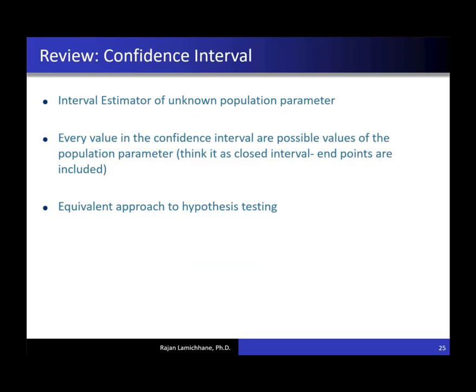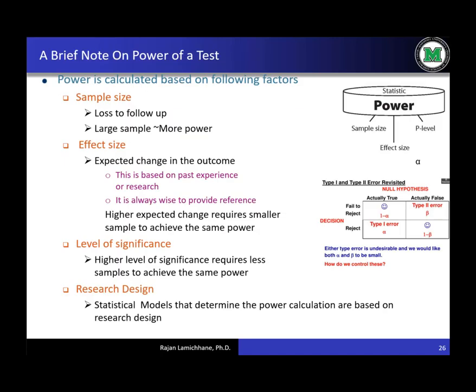Let me just review briefly the confidence interval, what we did last time. Confidence interval is another inferential statistic where we draw the inference based on the interval, and this is also called interval estimation because there are infinitely many values in that interval, and all of those values are possible population parameters. And this is equivalent to hypothesis testing. Now, let me give you a brief approach about the power, since we already discussed the decision errors. Now let's discuss the power a little bit.